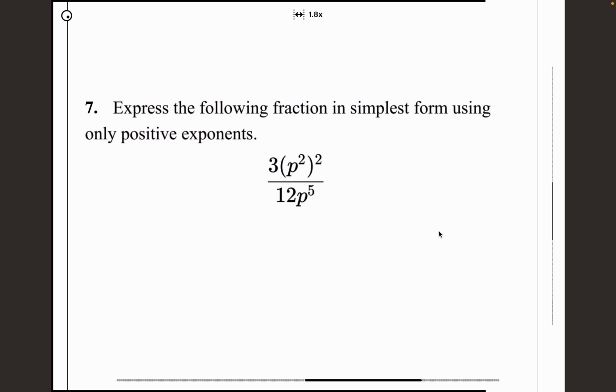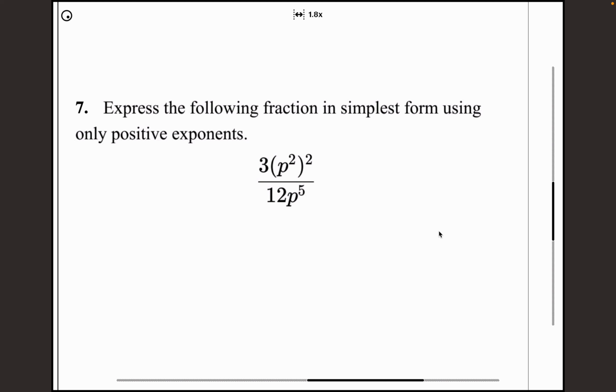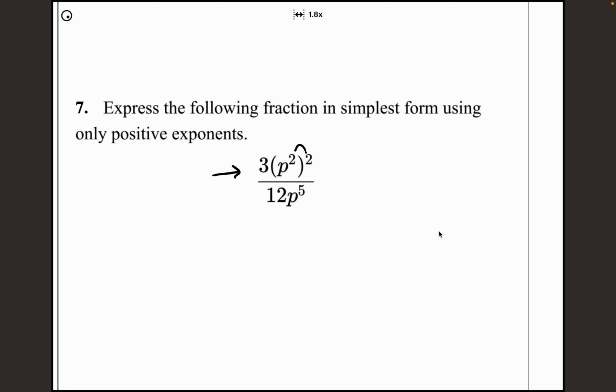I'm just going to go over to number 7. So number 7, first thing I need to do is just simplify and get rid of the parentheses. So I'm going to take that exponent of 2 and apply it right here to my p to the second power. So that gives me 3, and I just multiply those numbers. So 3p to the 4th over 12p to the 5th. With these numbers, first thing I want to do is, can I simplify 3 and 12? Well, like in that first example we had, I had 3 and 12, and I can take out 3 out of both those. So that leaves me with 1 over 4. I don't need to worry about the 1. And I'll just put p to the 4th over 4p to the 5th.